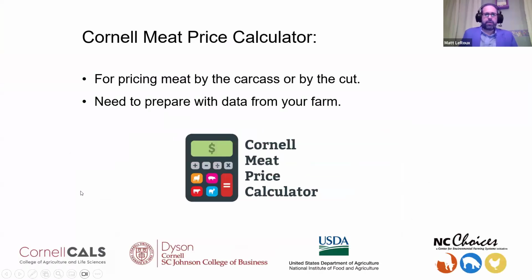The Cornell Meat Price Calculator, it's on meatsuite.com. Like I said, I'll show you that in just a moment. It's free to use. Anyone can set up an account and use it. You can also use it without creating an account. It's for pricing meat by the carcass or by the cut. Pricing meat by the carcass is kind of the easier example, so I'm not going to demonstrate that tonight, but I will demonstrate pricing meat by the cut, which is a little more complicated.